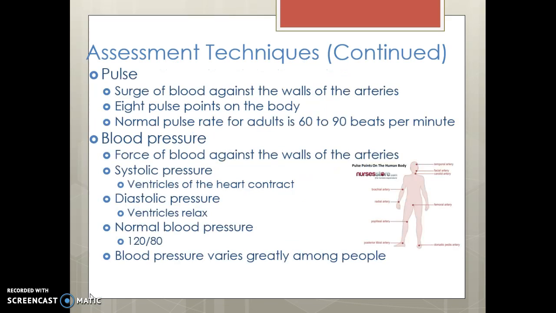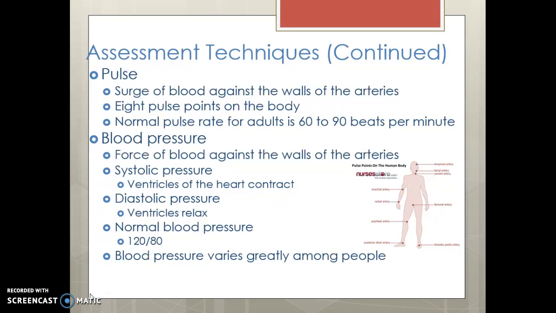So some other assessments, of course, taking the pulse, which is feeling the surge against the walls of the artery. There's 8, sometimes people say 9 pulse points, and I put a little picture off to the side that shows you that. Normal pulse rate for an adult is 60 to 90 beats a minute.